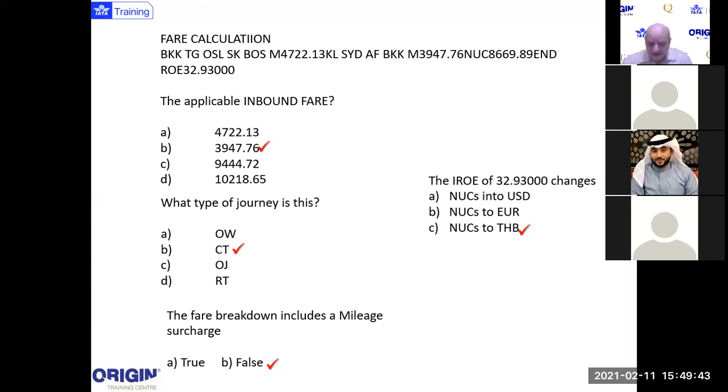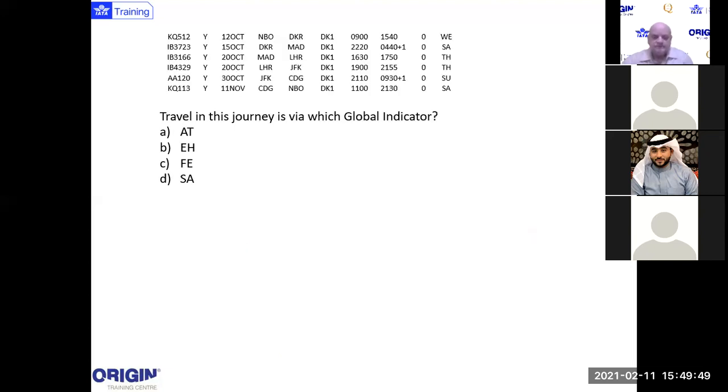Is that clear? Yes. Travel in this journey is via which global indicator? But they don't tell me where's the fare break point. Where's NBO?